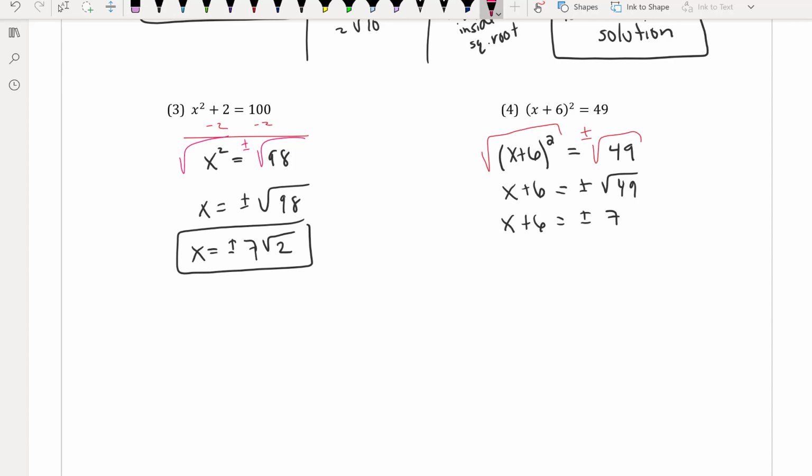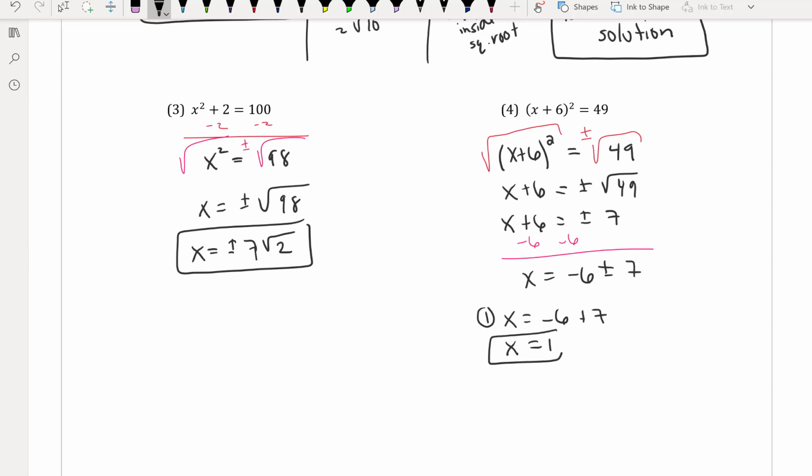So I'm going to go ahead and subtract 6 from both sides. And remember, that negative 6 has to go in front of the plus or minus. So I'm going to have that x is equal to negative 6 plus or minus 7. So I'm going to have two answers here. x is equal to negative 6 plus 7. So x is going to equal, well, negative 6 plus 7 is a positive 1.